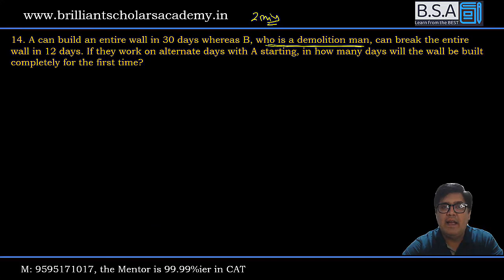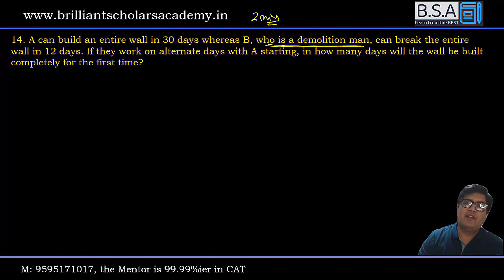A can build an entire wall in 30 days, whereas B, who is a demolition man, can break the entire wall in 12 days. They work on alternate days, starting with A, and in how many days will the wall be built for the first time? So let me interchange these values. Because if B breaks the wall in less time than A, B is a faster worker. So the wall will never be completed.